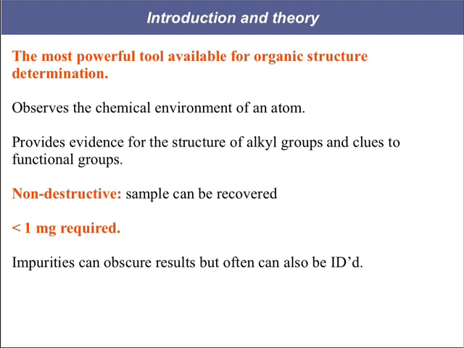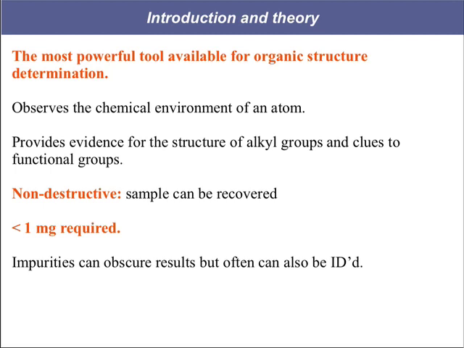What NMR does is observe the chemical environment of an atom. And from that, we can, like I said, provide evidence for the structure of alkyl groups, as well as clues to functional groups. Unlike mass spec, NMR is non-destructive, meaning that our sample can be recovered after we've taken the spectrum of it. We can also use very little material. We need less than 1 milligram typically.